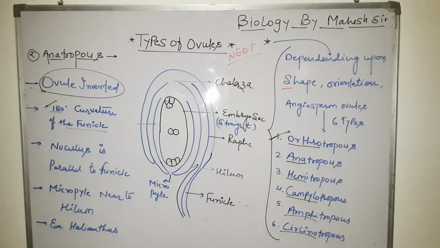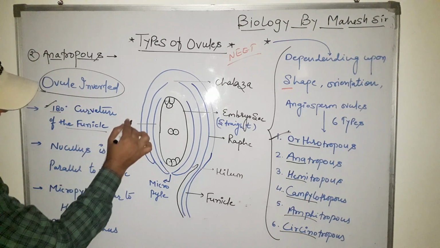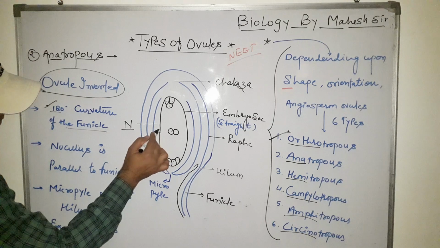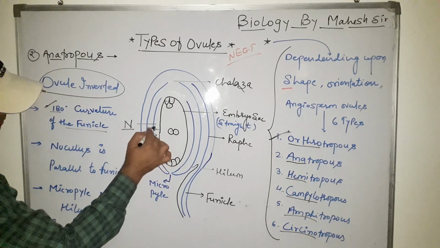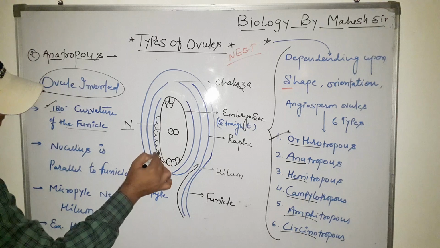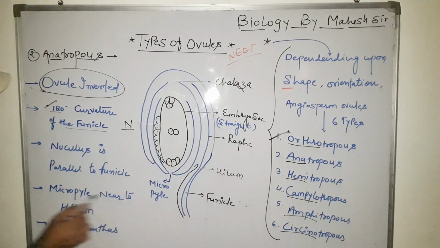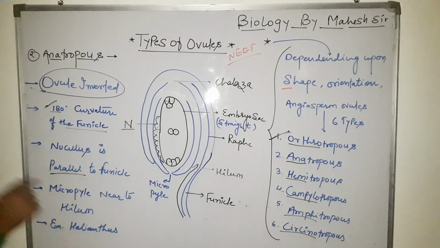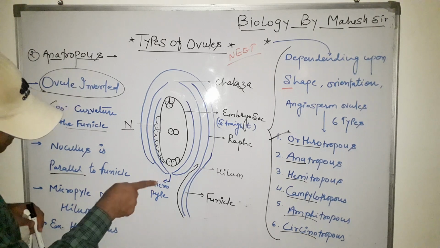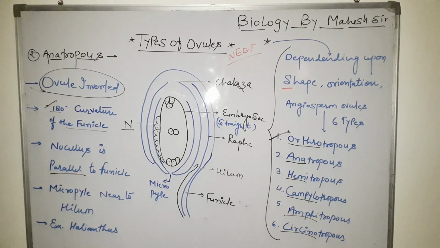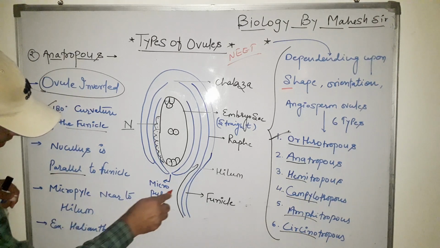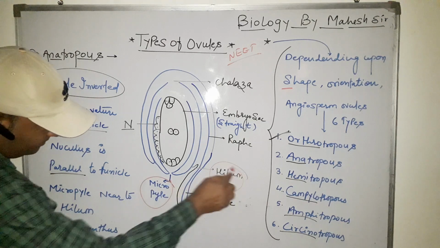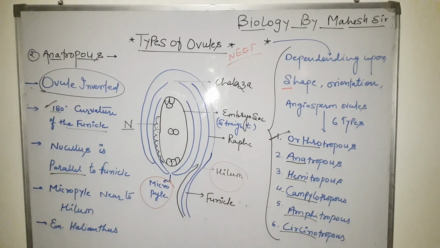Third, the nucellus is parallel to the funicle. These are the cells which are parallel to the funicle. Next is micropyle near to the hilum. Here it is the micropyle and here it is the hilum, so the micropyle is near to the hilum.